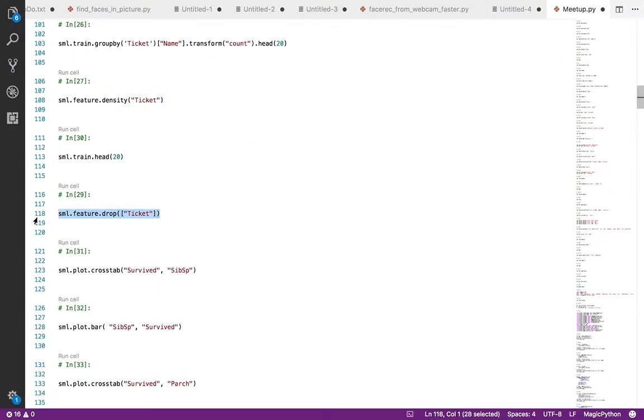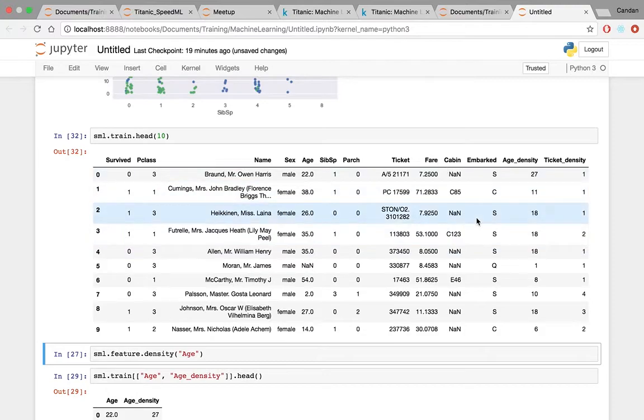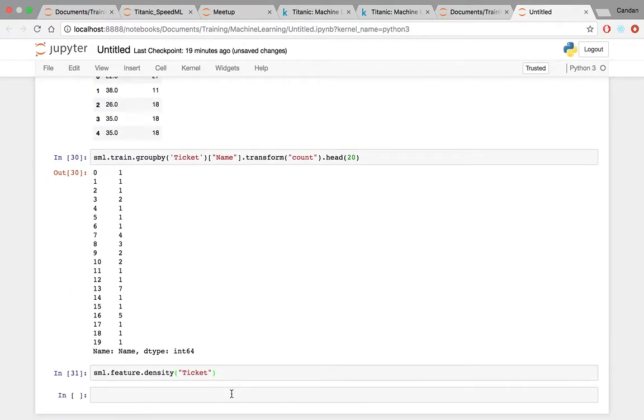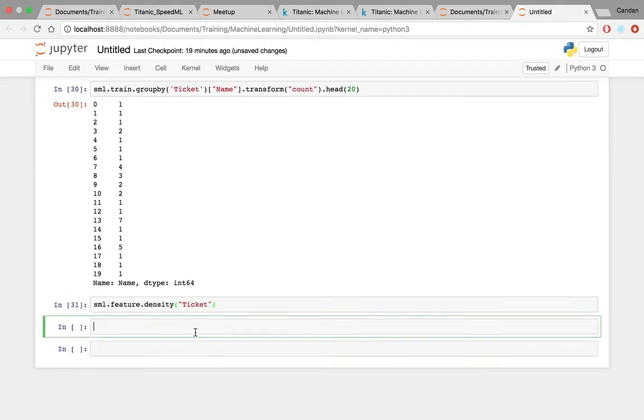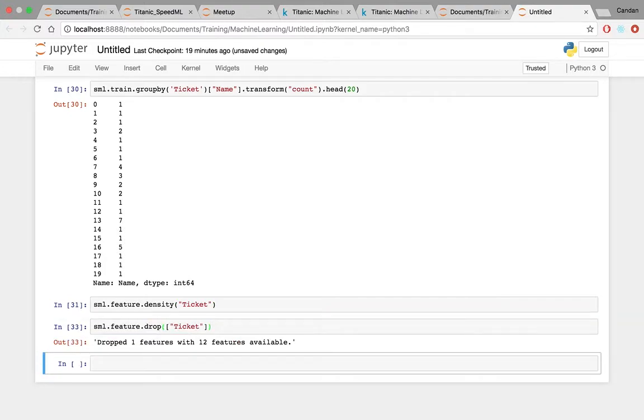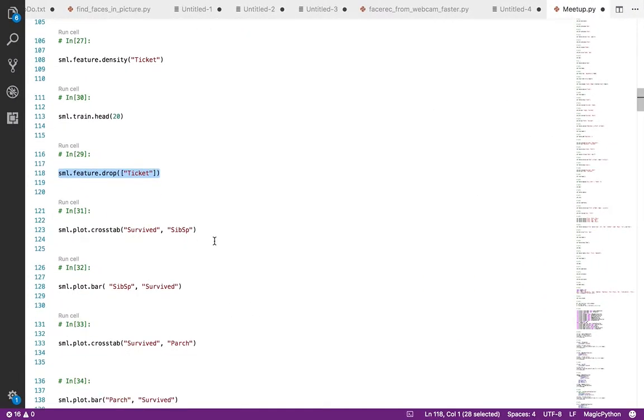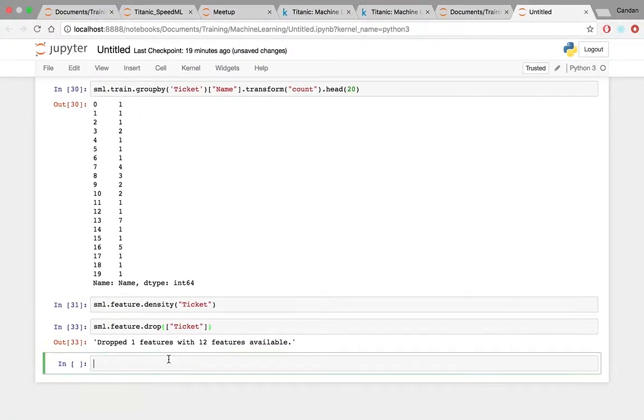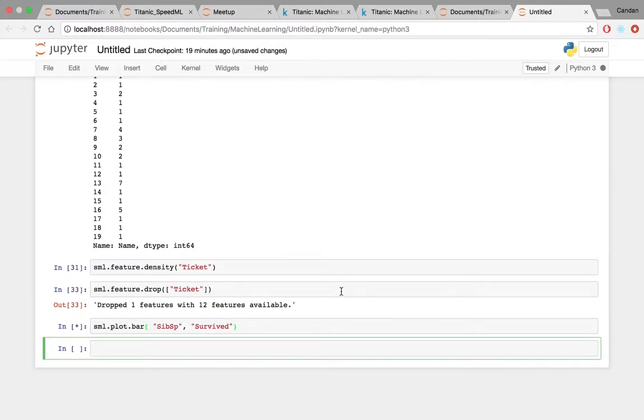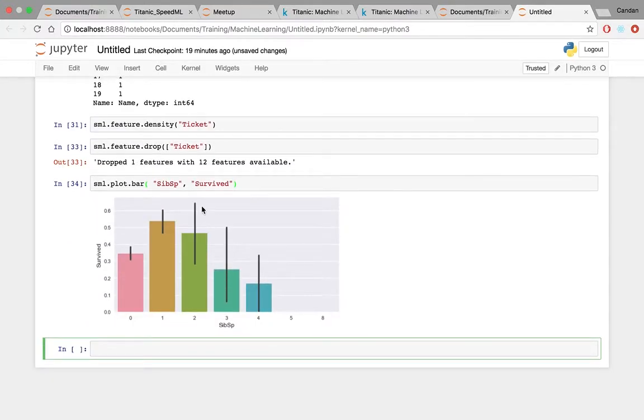We can get rid of ticket because we already have the ticket density. I don't need this anymore. So I will drop this from my data. And I will also look at some of the cross relation between these two data. So please interrupt me if you have any question, because we have a lot of things to do, but I don't want to interrupt you, deal with a lot of details.